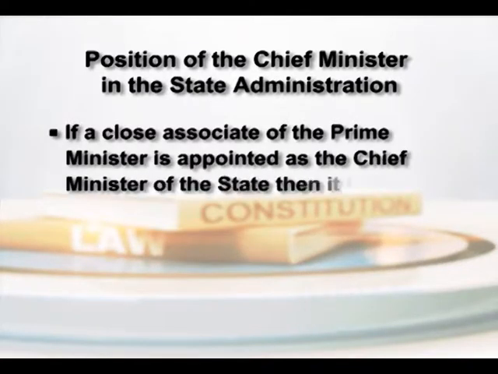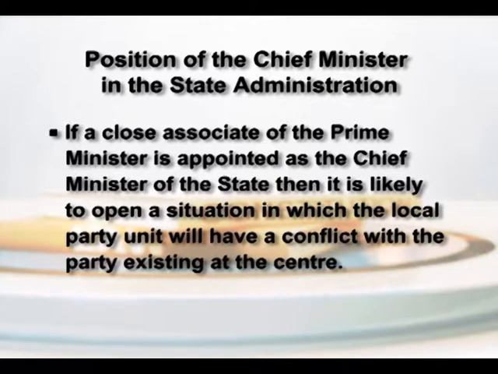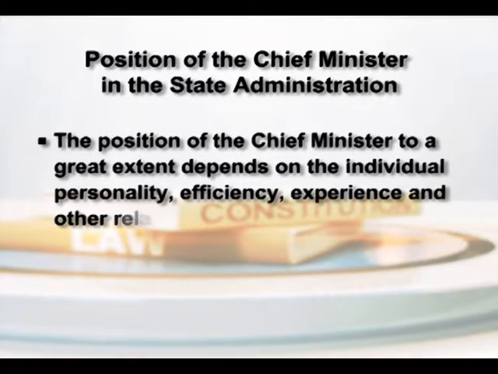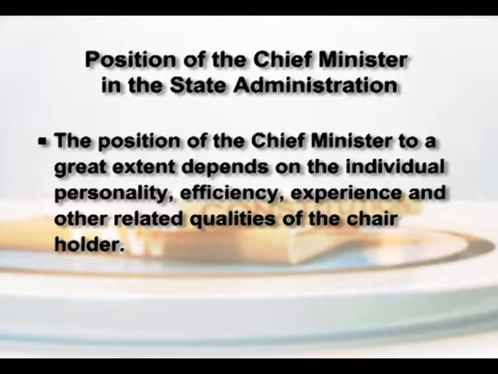Thirdly, if a close associate of the Prime Minister is appointed as the Chief Minister of the state, then a situation is likely to be created in which the local party unit has a contradiction with the party existing at the center. Moreover, such a person who has been appointed as the Chief Minister may not have his personal hold and influence over the local units. Fourthly, the position of the Chief Minister to a great extent depends on the individual personality, efficiency, experience and other such related qualities of the officeholder.